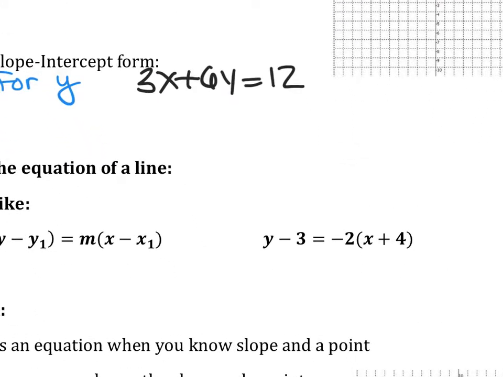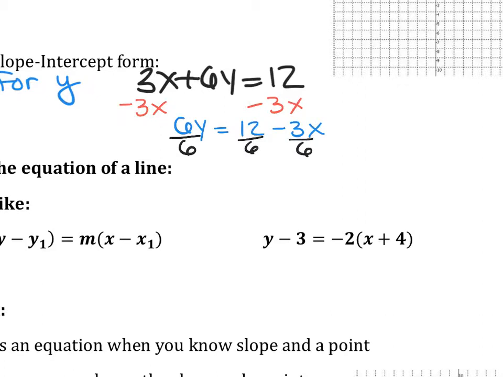and we want to get y by itself, we have to deal with any addition or subtraction first. Remember, do the order of operations in reverse. So we have this 3x that's being added to the y term, so you can subtract 3x from both sides, which will leave you with 6y equals 12 minus 3x. And then y is being multiplied by 6. So to undo that multiplication, we would divide everything by 6. That would leave you with y equals 2 minus 1/2 x, because we can simplify that.